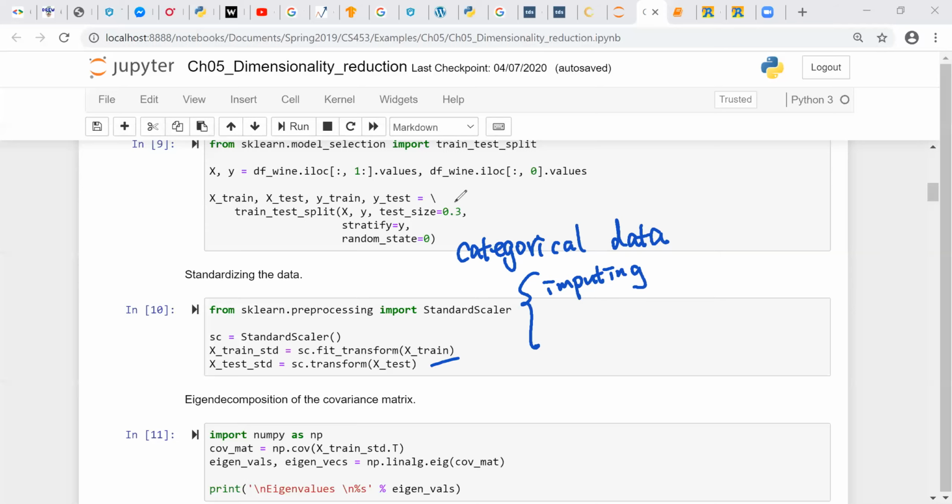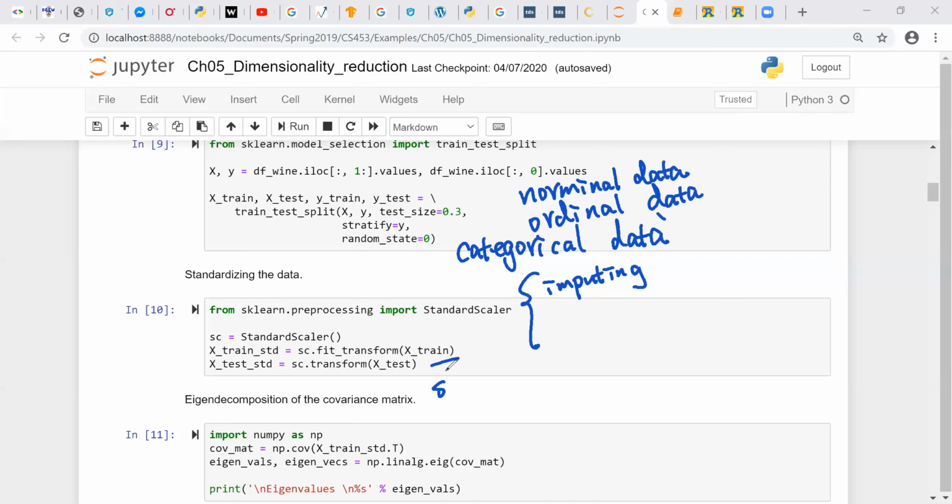We have two types for categorical data. One is nominal data. The other one is called, oh, I just forgot that word. Anyway, so categorical data. One is called ordinal data.